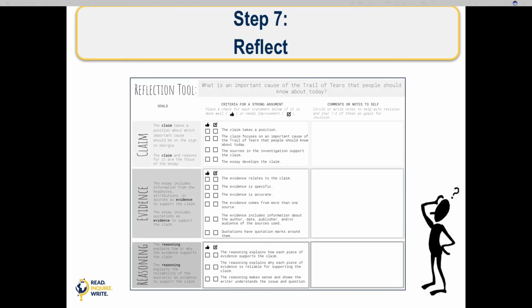Finally, after you have spent some time writing, pause to use the reflection tool. The reflection tool will help you review what you have written so far and set goals for your next steps. The reflection tool reminds you what to conclude in your argument.